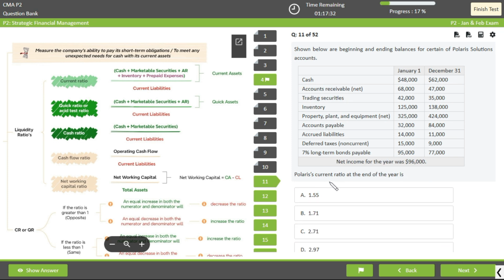Next they are asking the current ratio. So we know what is current ratio. Current ratio is cash plus marketable securities plus accounts receivable plus inventory, prepaid expense, by current liability. So let us mark the current assets first. So what is your current assets? Cash is your current assets, accounts receivable is your current assets, trading securities is your current assets, and inventory is your current assets.